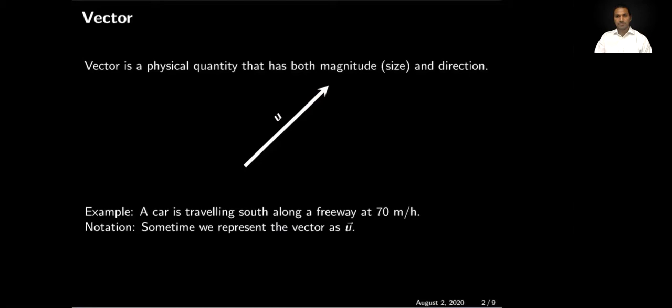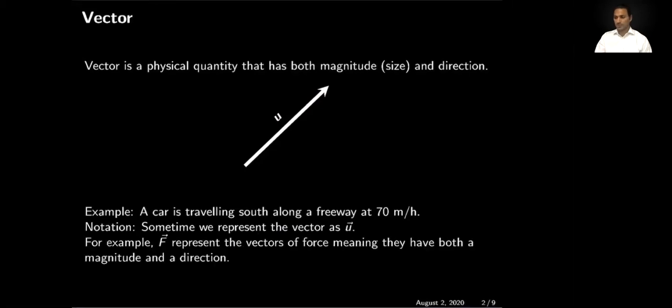Notation: sometimes we represent a vector as u with an arrow on top. For example, the F vector represents the vector of force, meaning it has both a magnitude and a direction.